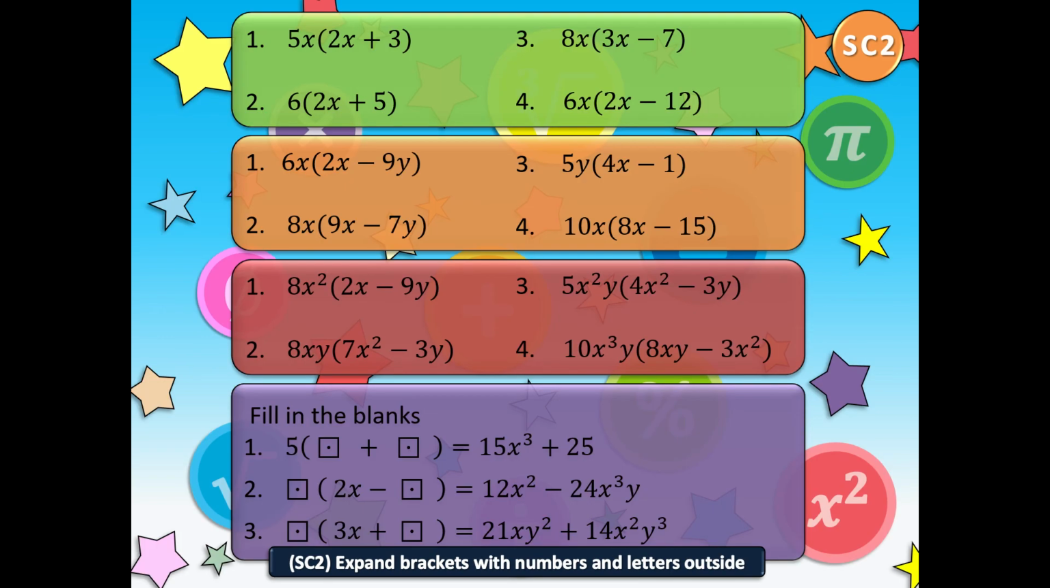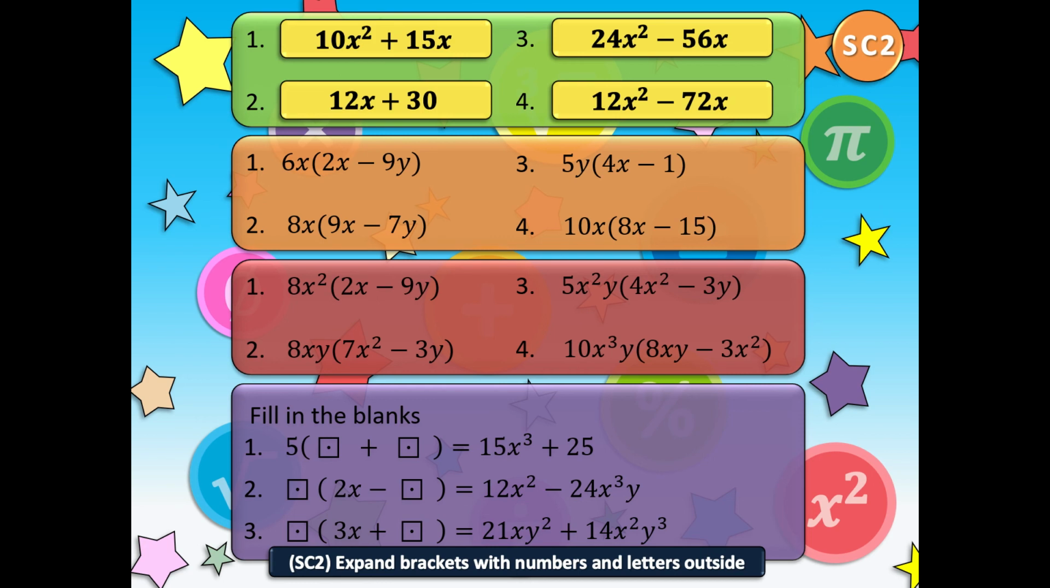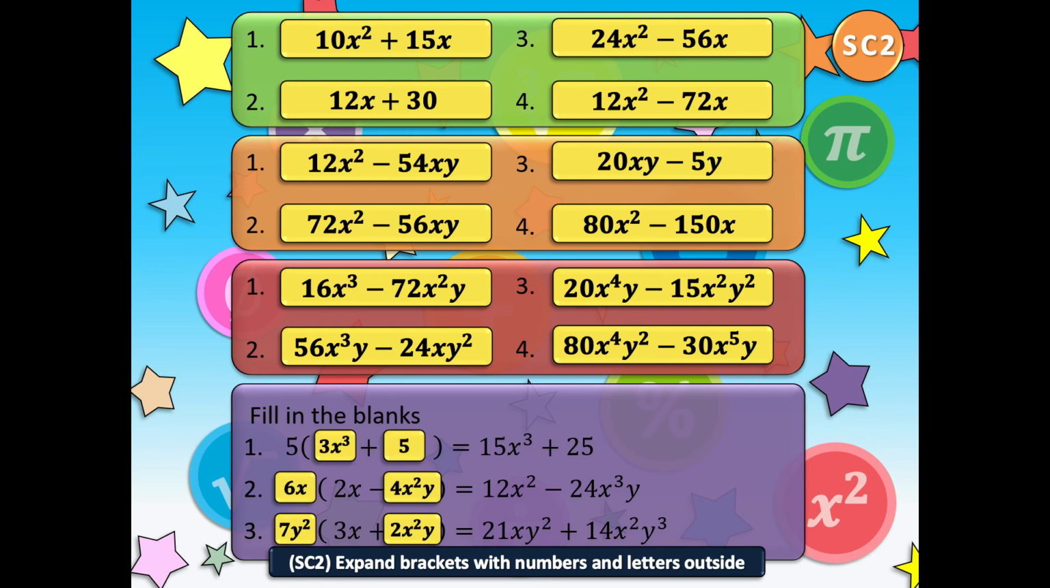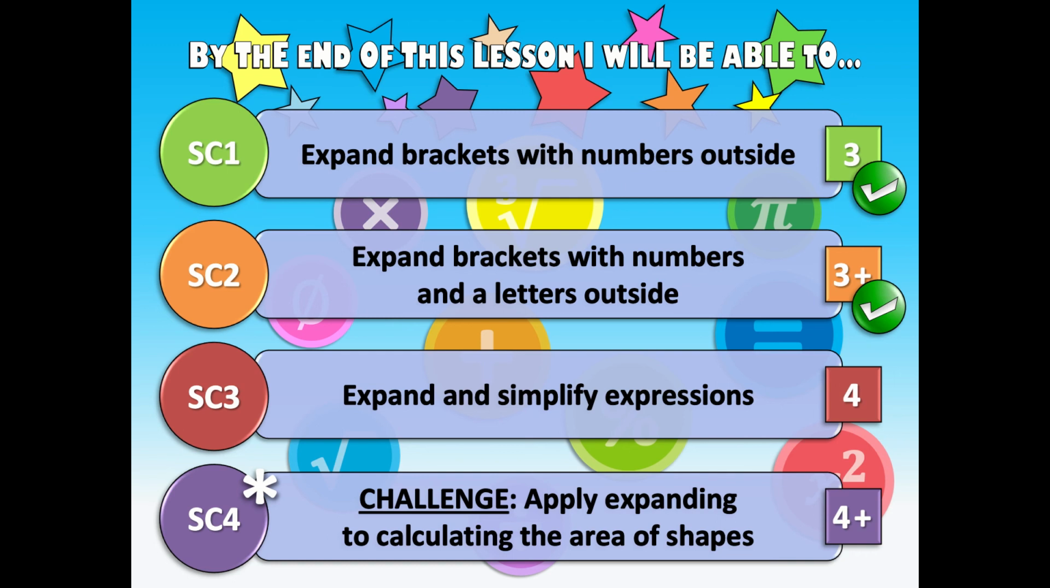Here's some questions for you to have a go at. Pause the video, and when you're ready to mark your work, press play. Here are your answers. So there's your green answers, there's your amber answers, your red answers, and your purple answers. So now we've completed success criteria 2.